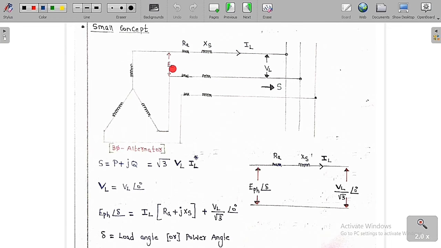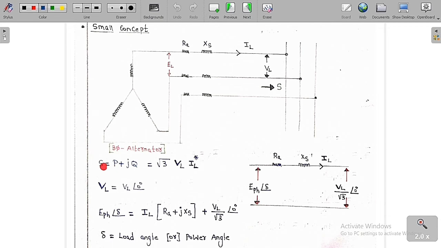This is EL, the line voltage which is induced, and this is the terminal voltage VL. This is going to connect to a three-phase bus. You can see clearly this is connected to a three-phase bus. The line current is IL, the terminal voltage is VL, and the induced line voltage is EL. We are going to send a complex power of S to this infinite bus bar.